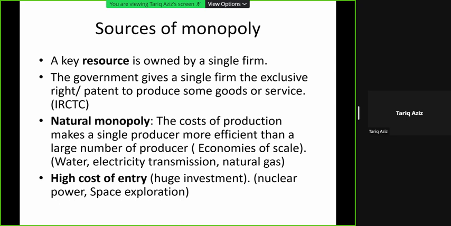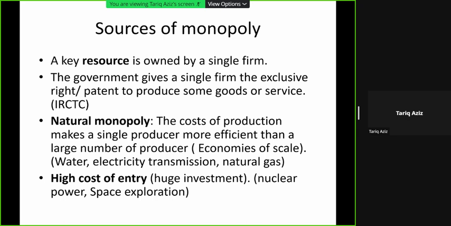Huge investment can act as a barrier to entry, and small players and new players cannot enter that market, and they keep away from that industry. And this keeps the monopoly of a single firm alive. Examples include nuclear power and space exploration. In space exploration, everyone knows Elon Musk. He is in this industry. There are very few players.